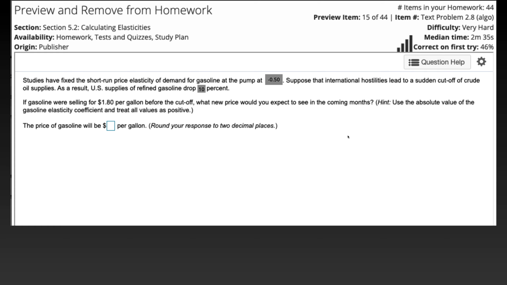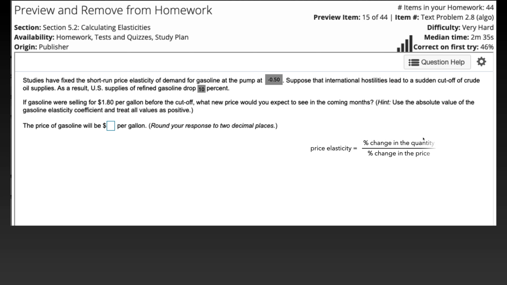Studies have fixed the short-run price elasticity of demand for gasoline at the pump at negative 0.50. Suppose that international hostilities lead to a sudden cutoff of crude oil supplies. As a result, U.S. supplies of refined gasoline drop by 10%. If gasoline were selling for $1.80 per gallon before the cutoff, what new price would you expect to see in the coming months? The question gives you a little hint: use the absolute value of the gasoline coefficient and treat all values as positive.